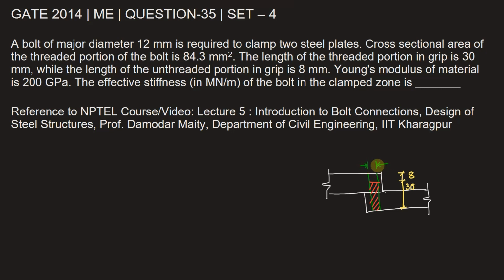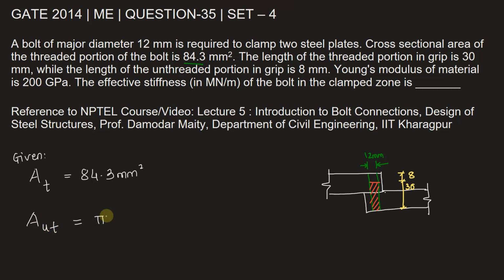Now the unthreaded portion will have a diameter of 12 mm, but the threaded portion won't have a uniform diameter of 12 mm. That is the reason why they have given the cross-sectional area of the threaded portion. While for the unthreaded one, we can calculate the cross-section area. So we'll write the threaded portion cross-sectional area AT is 84.3 mm². This is given. While the cross-sectional area of the unthreaded portion, let that be AUT.